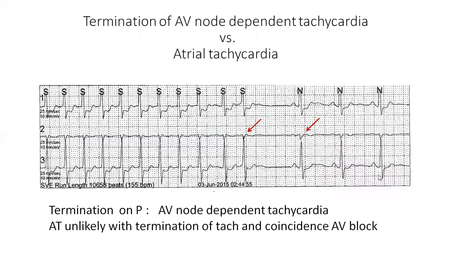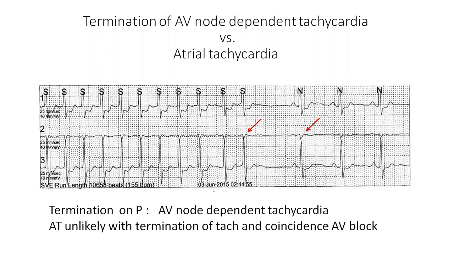This is a termination, another termination. This is a narrow complex, regular, short RP tachycardia that spontaneously terminates on this blip, right? This is a blip here, which is not there within the sinus rhythm. So what happened? It terminates on what? It terminates on a P wave, and it has to be an AVNRT or AVRT. It cannot be an atrial tachycardia.